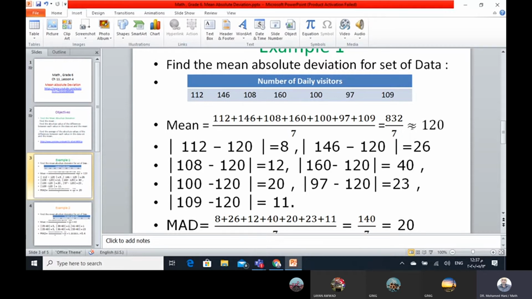The answer here, approximately, using the round, will be 120. This is the first step. We found the mean. We solved the mean.